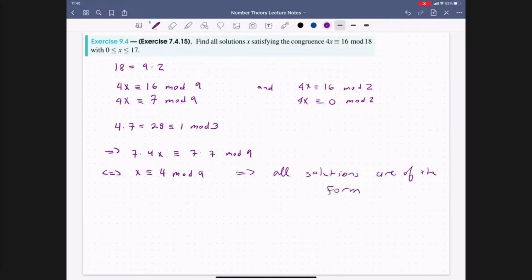And so we're looking at the solution set 4 plus 9k, where k is an integer. But now, if we want to only look between x being greater than or equal to 0 and x less than or equal to 17, that gives us that the solutions we want are just 4 and 13, since 13 mod 9 is 4. And now we're done.